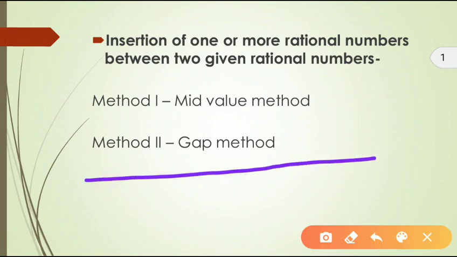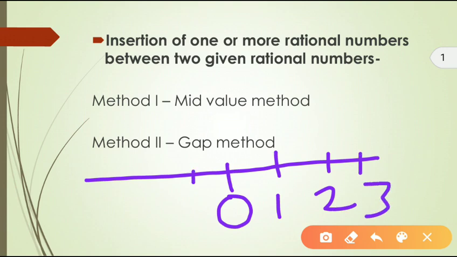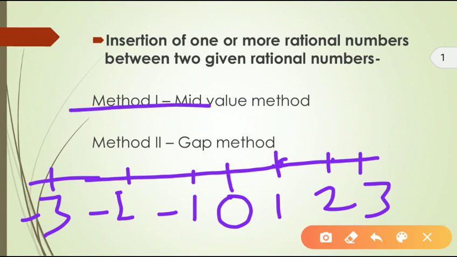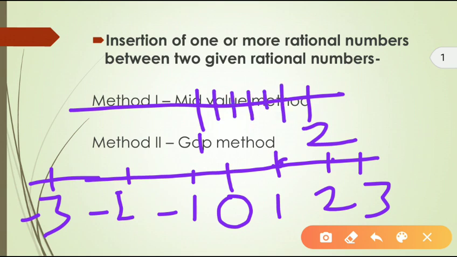Suppose this is your number line. In the center, it is a 0. Here, 1, 2, 3, and so on. And here, minus 1, minus 2, and here, minus 3. If I asked what is the number after 1, then you will say that after 1 it is a 2. But if this is a number line, this is 1 and this is 2, there are many numbers in between this 1 and 2. Suppose I am saying 1.2. 1.2 will also lie between 1 and 2. 1.7 will also lie between 1 and 2.